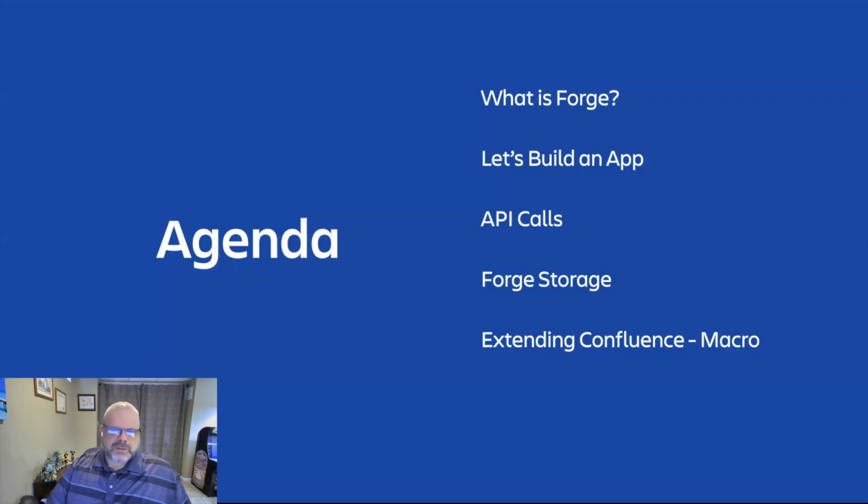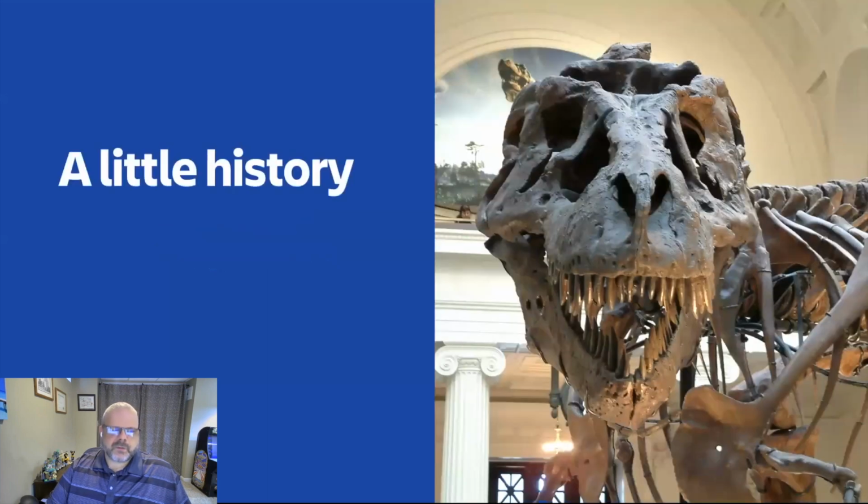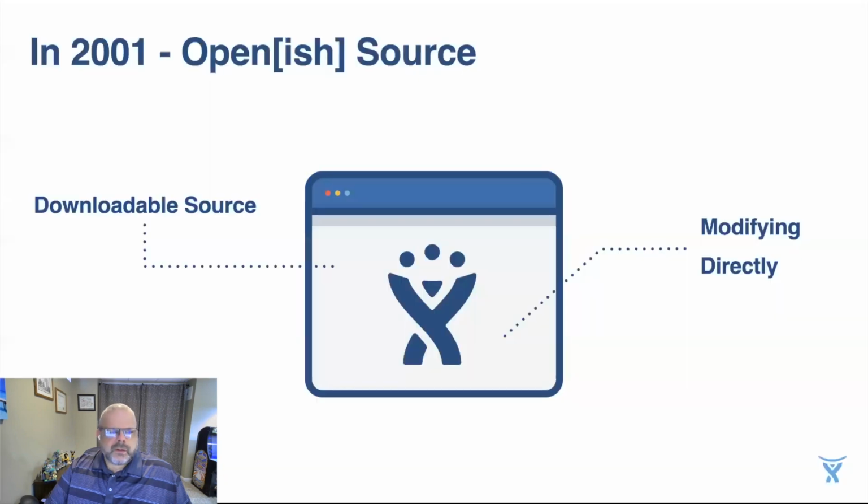So what I always like to do when I do a training on how to build an app for our products is just start with a little history about how we got to where we are today with Forge, and it's a long journey. It started back in 2001, where the code for our products was open sourced, and before plugins were even created, users could download the source of Jira and modify their own instances. And so they would download the source, modify it, and basically share that around. And that was really the start of extending our products.